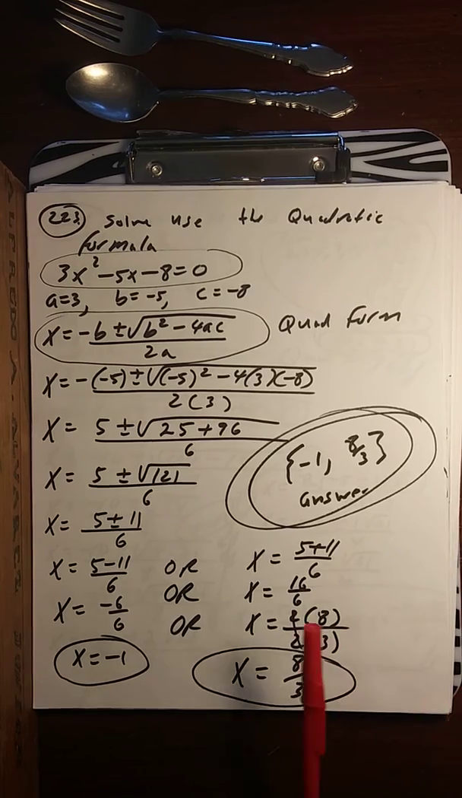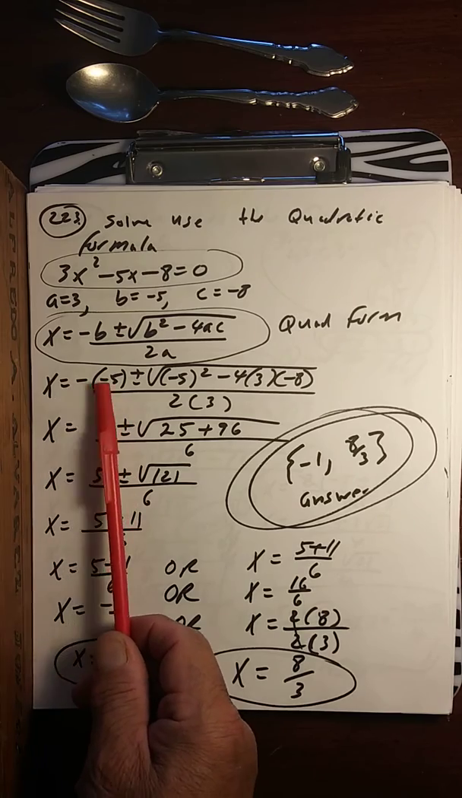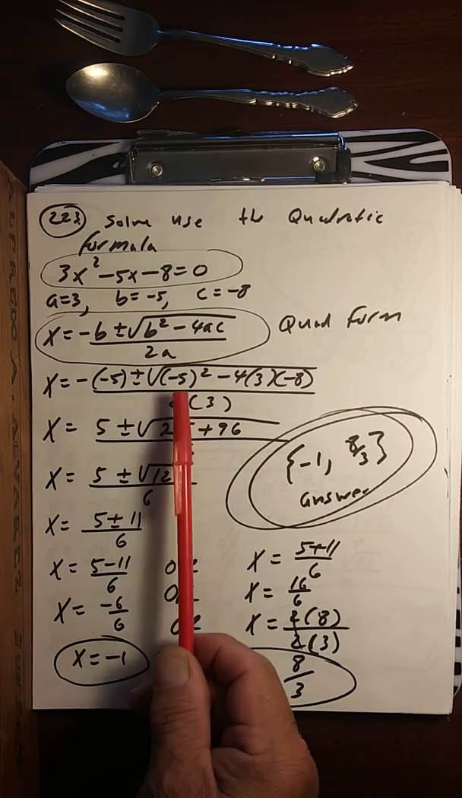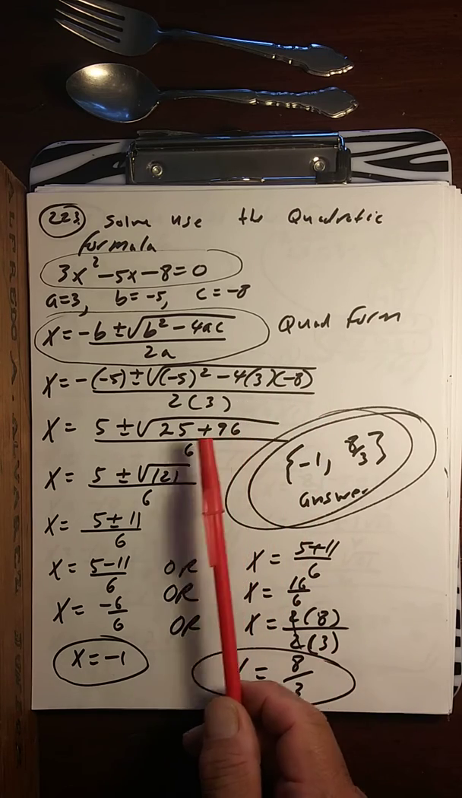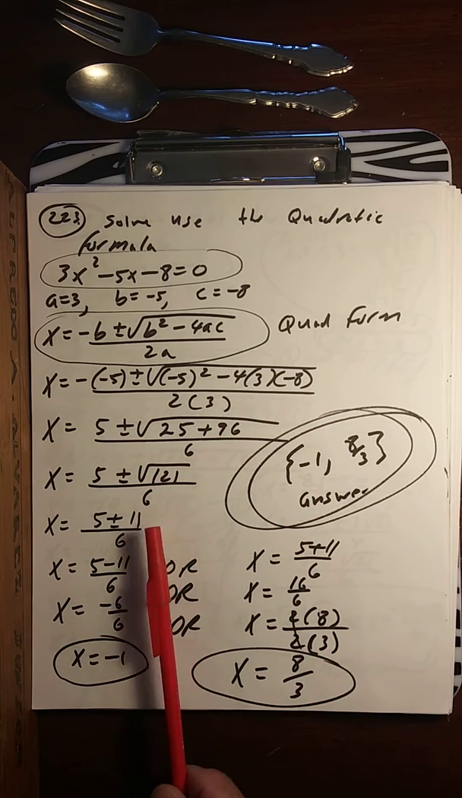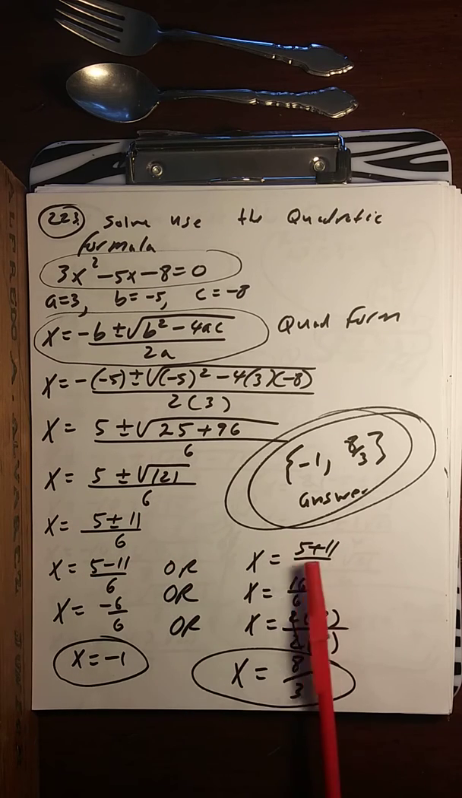So using the quadratic formula again. We're going to put A, B, C in there. So we have negative, negative that. It's going to be positive 5, negative 5, negative 5, 25, plus negative is positive 96, 121. But the square root of 121 is going to be 11. So 5 plus or minus 11. So 5 minus 11, 5 plus 11.